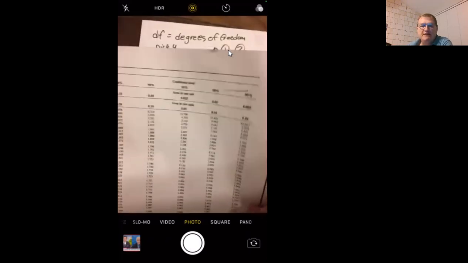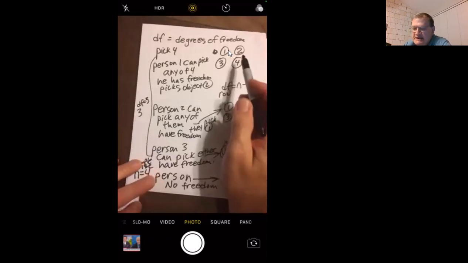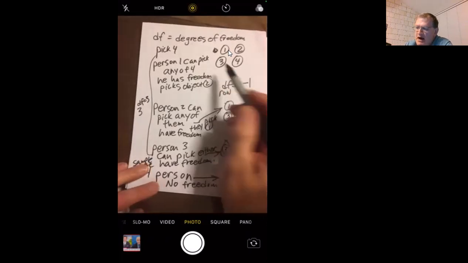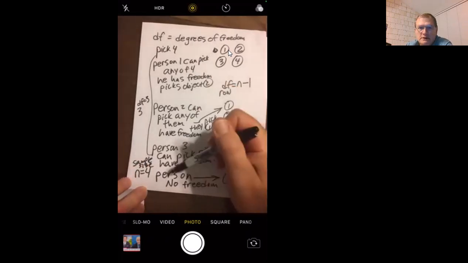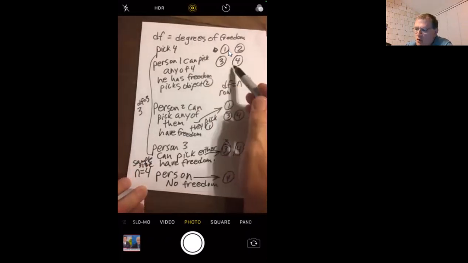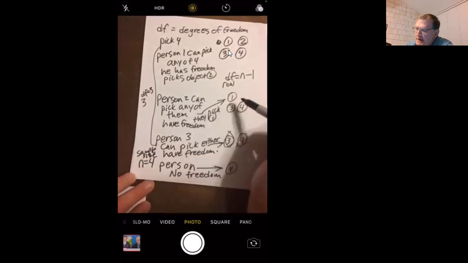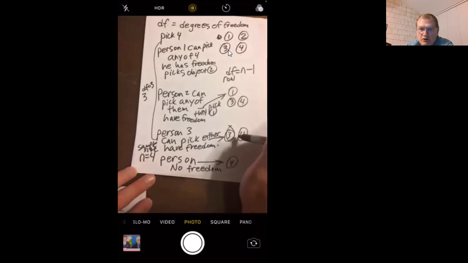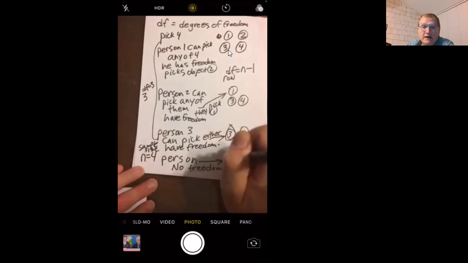Okay, to explain what that DF meant, the degrees of freedom, it's easier in a regular class when I actually have 4 objects and can hand them to people. But if I pick 4 objects and give 4 people the freedom to pick any that they want, person 1 can pick any of the 4, he has freedom. Person 2 can pick any of the 3 that are left, he has freedom. Person 3 can pick any of the 2 that are left, he has some freedom. But person 4 is stuck with whatever's left, no freedom.